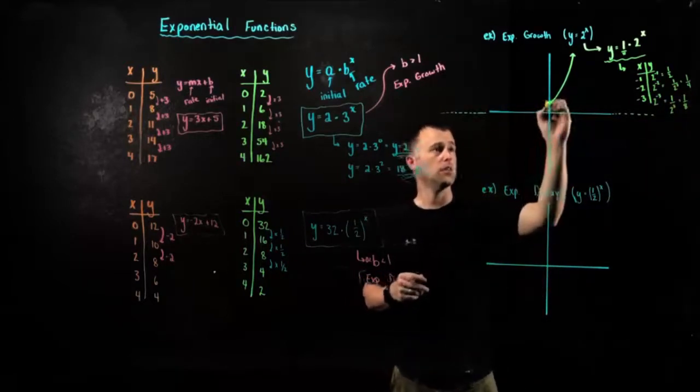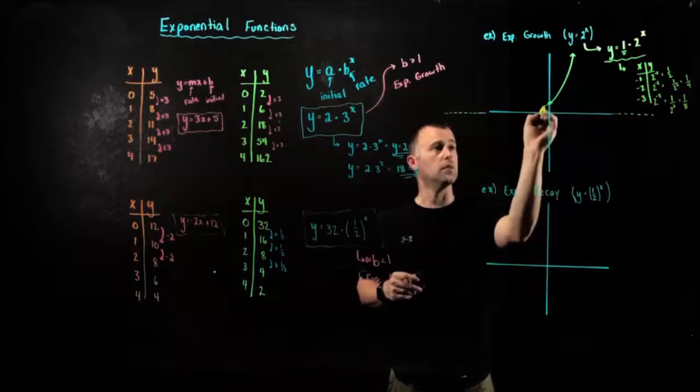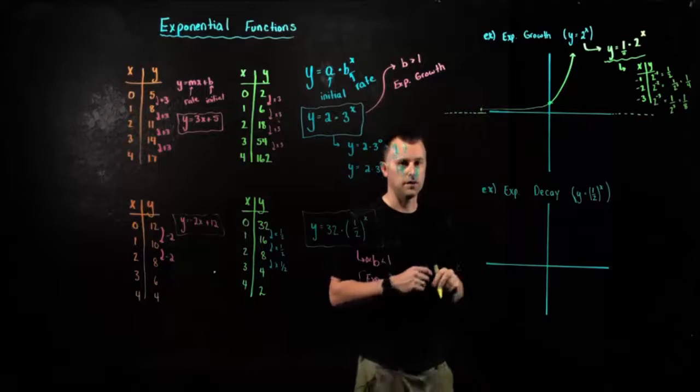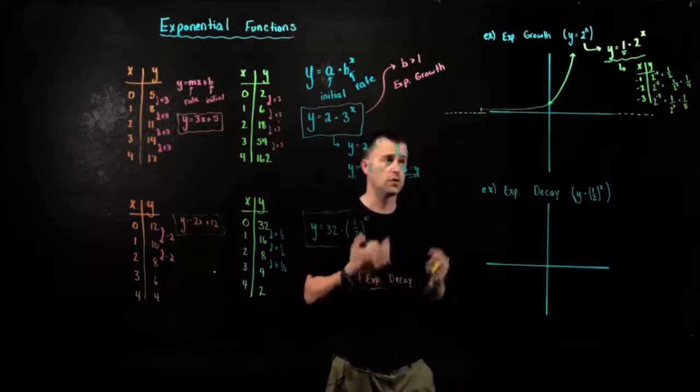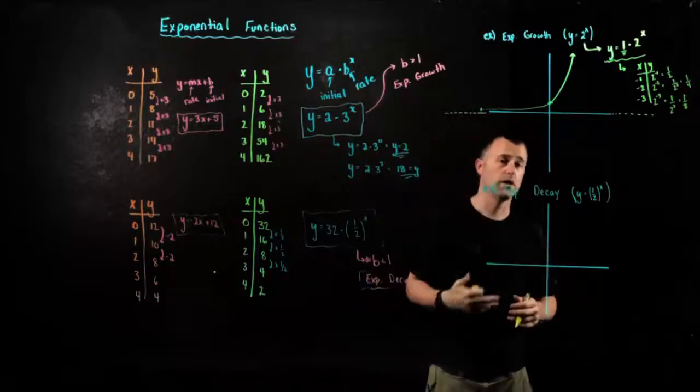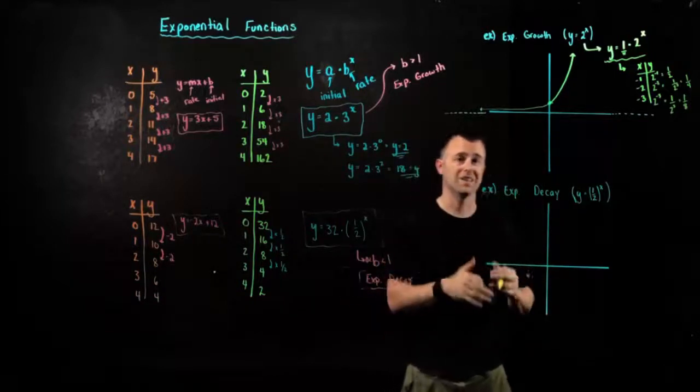So as I go to the left, it's going to start to flatten off. It's going to be approaching 0, which is your horizontal asymptote. So we're going to graph it like that. So that's going to be the exponential growth curve. It's always going to have that look to it. Now again, your y-intercept can change, your rate can go up faster or slower, but it always has that look.